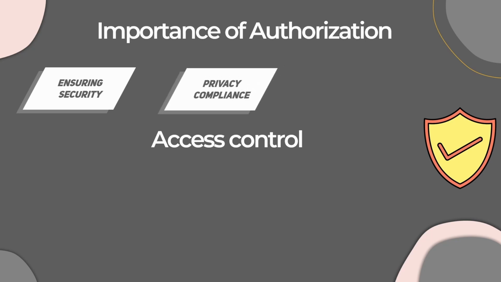When it comes to privacy compliance, in the era where data privacy is paramount, authorization plays a key role in ensuring compliance with regulatory standards. By tailoring access to sensitive information based on user roles and permissions, web applications can adhere to data protection laws and build trust among users who are increasingly conscious of how their information is handled.